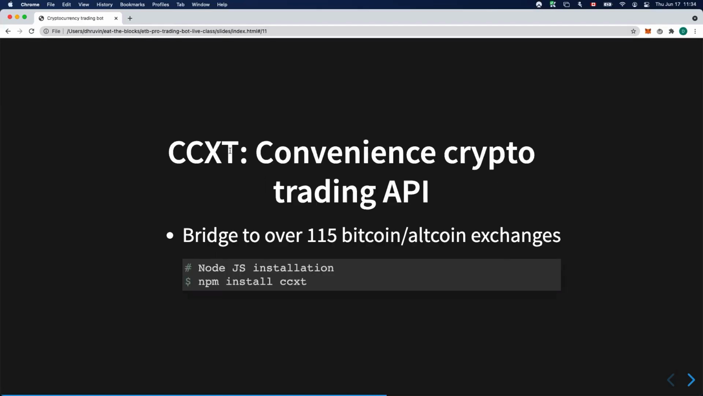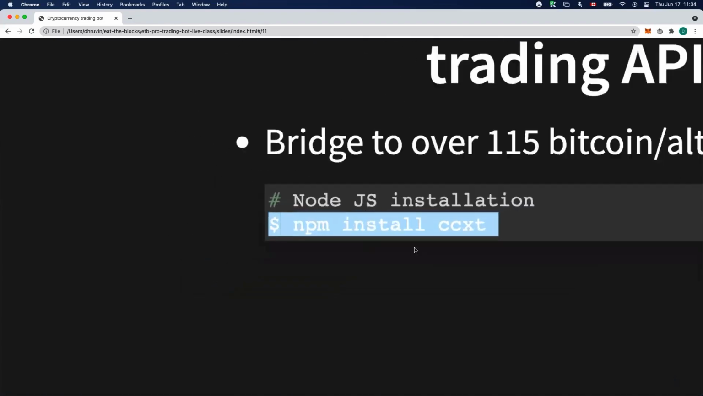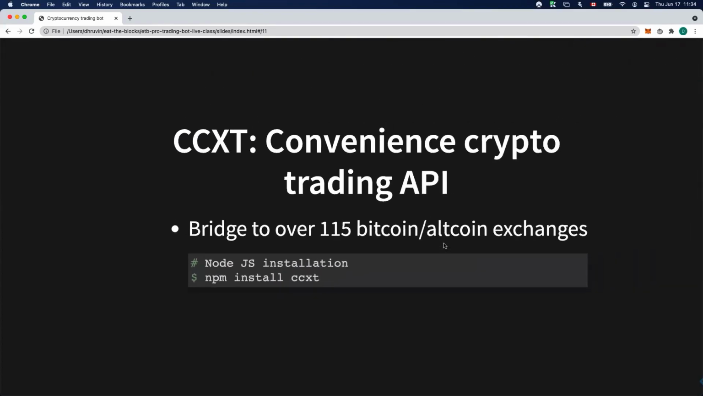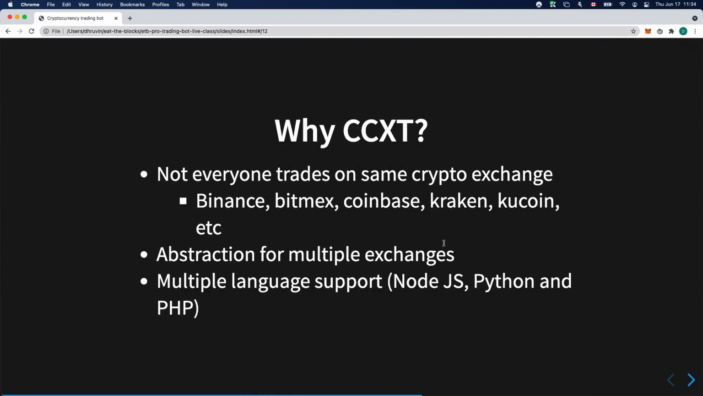So let's take a look at the convenient crypto trading API called CCXT that is useful in connecting your trading bot to more than 150 Bitcoin and altcoin cryptocurrency exchanges. This is a simple command that you have to use to install CCXT in your Node.js application, right? So why do we need to use CCXT?